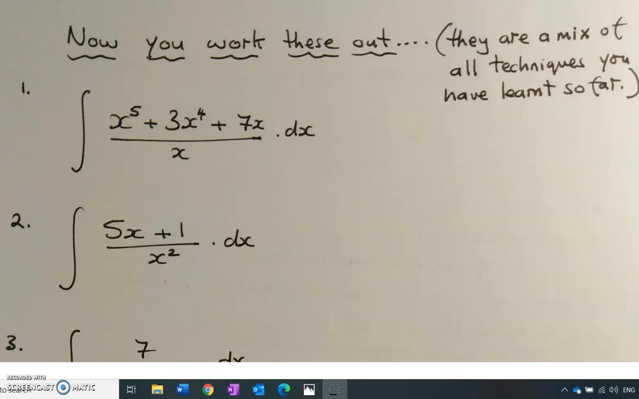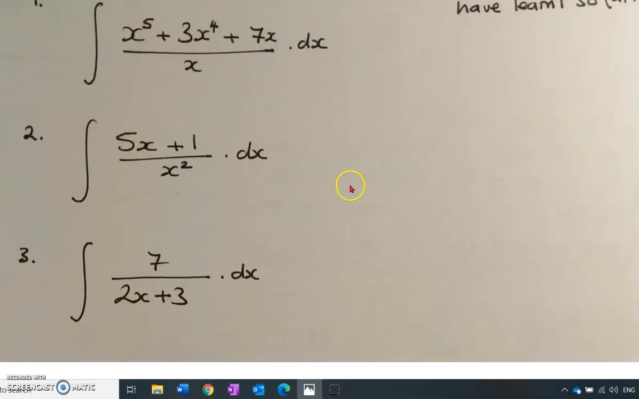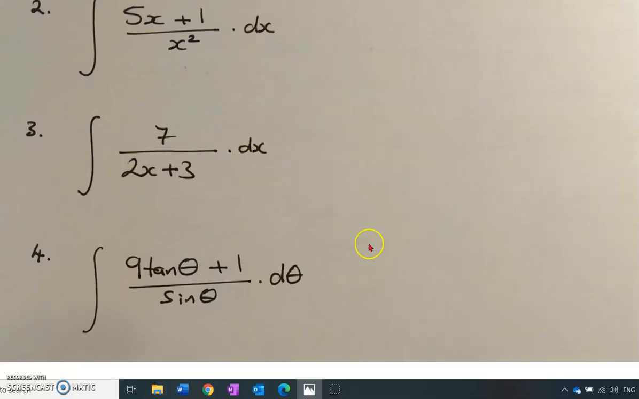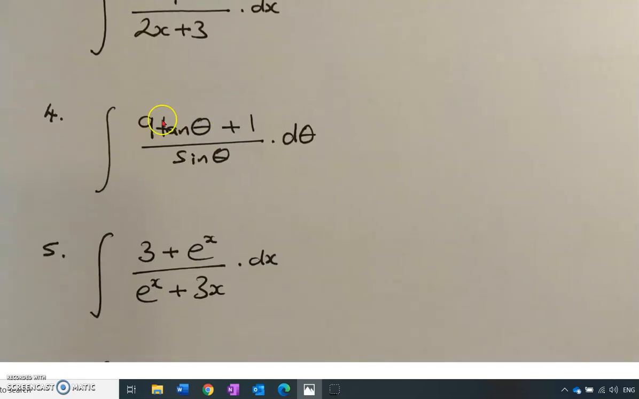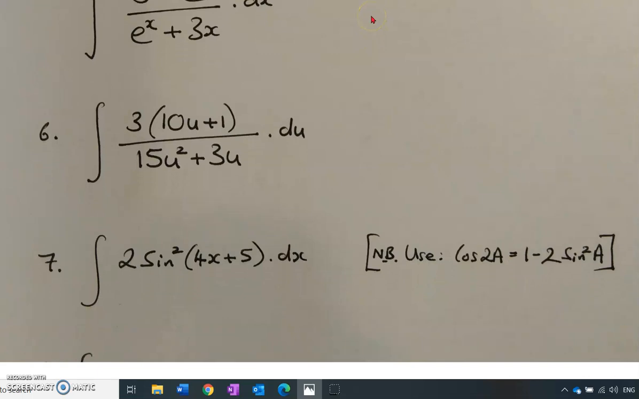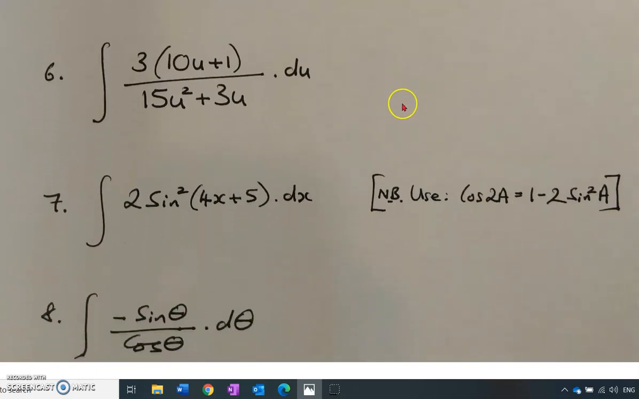Okay, so what I've gone and done, I've said that the clue here is that these are a mixture of all the techniques that we have learned so far. So there is something you can try and integrate. Here's another thing you can try and integrate using the ideas we've been talking about. Again, here, and then here one that involves some trigonometry. Here we have something which you might recognize, and here at the end they get slightly more challenging.